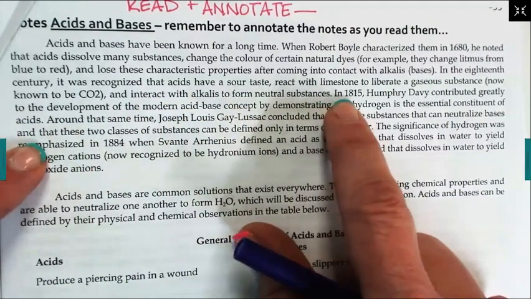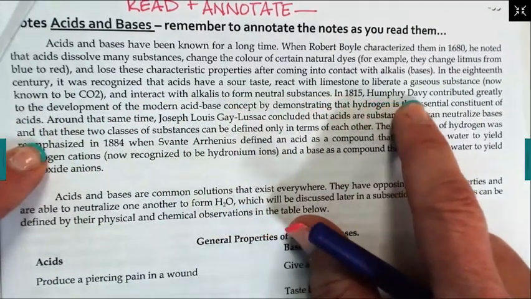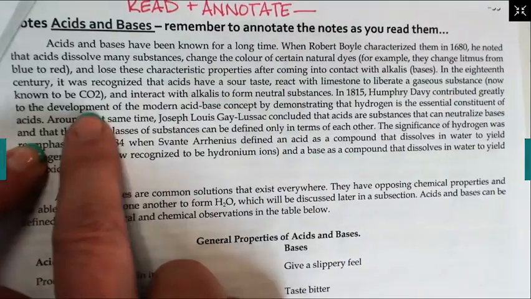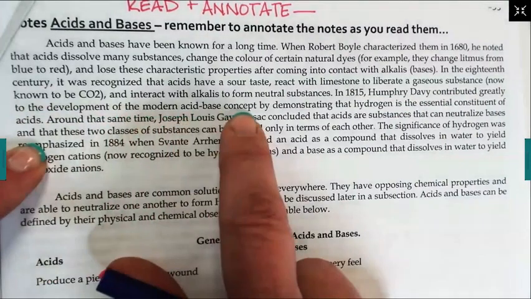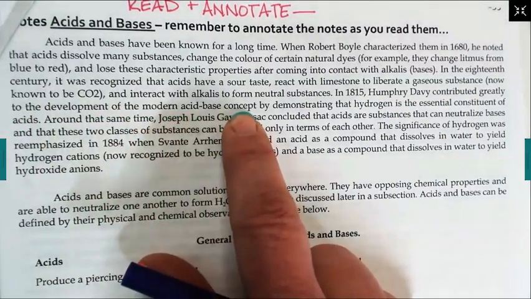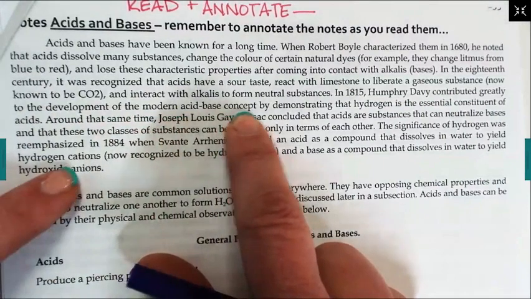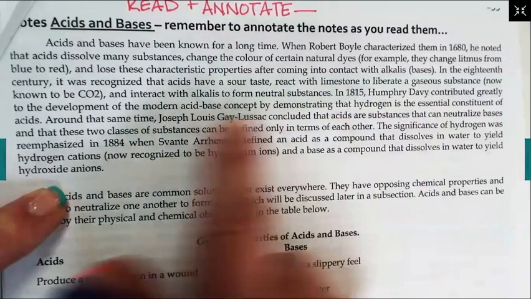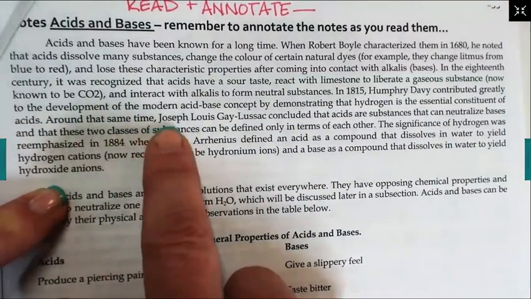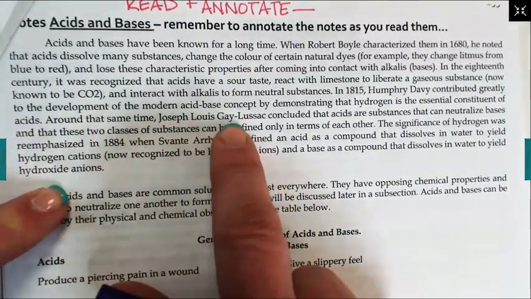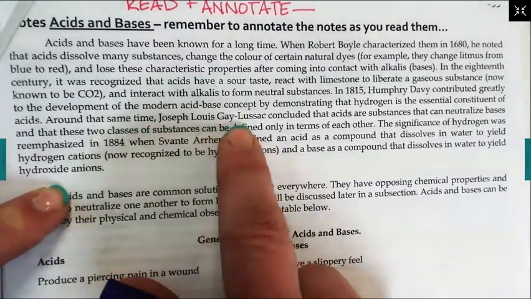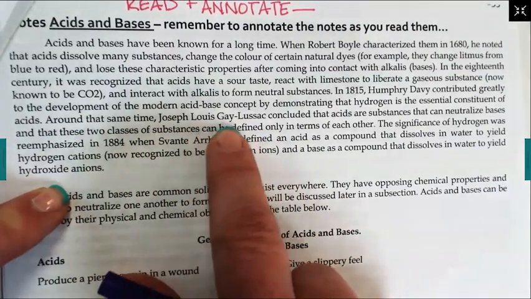In 1815, Humphrey Davy, that's the name, Humphrey Davy, contributed greatly to the development of the modern acid-base concept, modern at that time, by demonstrating that hydrogen is the essential constituent of acids. Around the same time, Joseph Louis Gay-Lussac. Sounds familiar, right? Gay-Lussac? Well, you guys watch the videos?